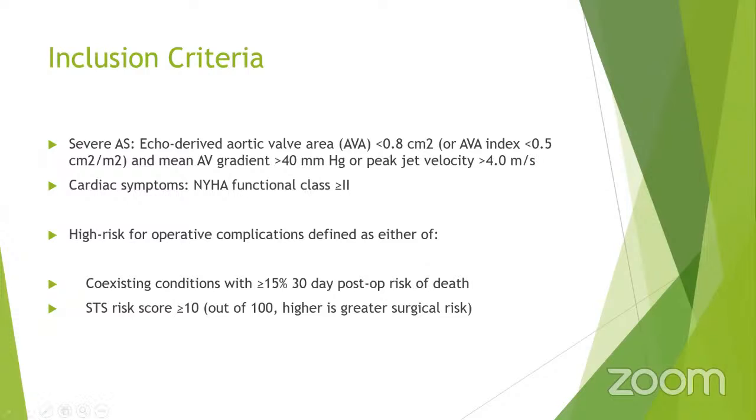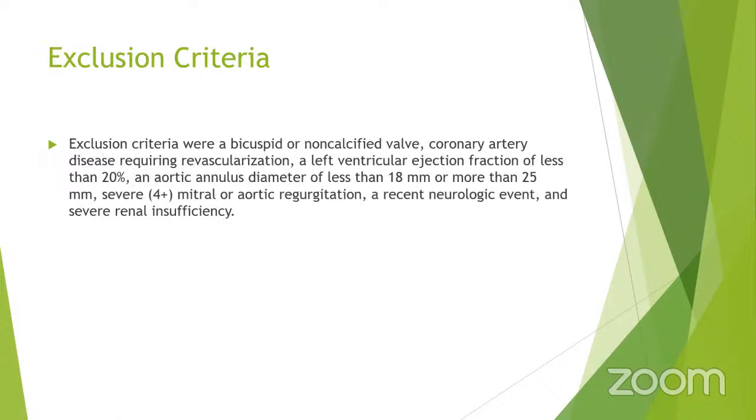The high-risk operative complications were defined as either coexisting conditions with a 15% or more 30-day post-operative risk of death, or an STS score of 10 or more. The exclusion criteria were also similar: bicuspid, non-calcified valve, coronary artery disease, left ventricular ejection fraction less than 20, annulus less than 18 or more than 25, severe aortic or mitral regurgitation, recent neurologic events, or severe renal insufficiency.